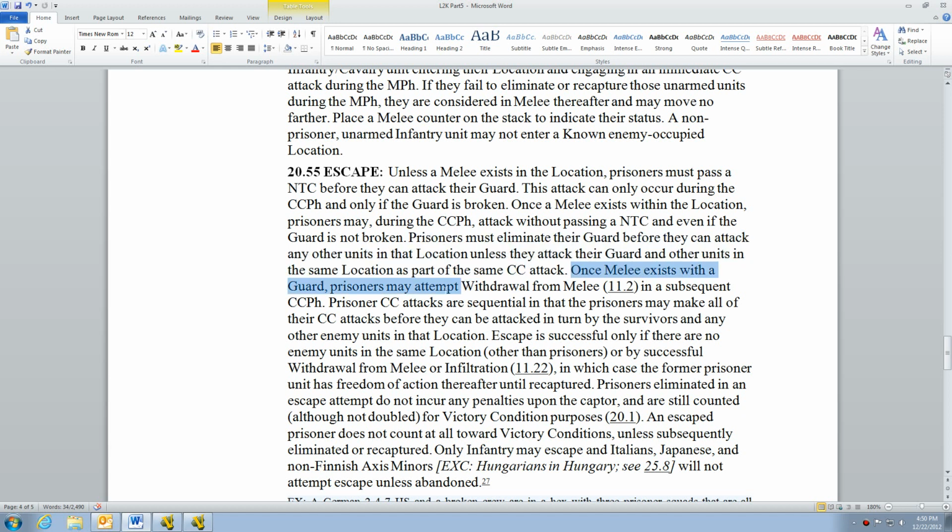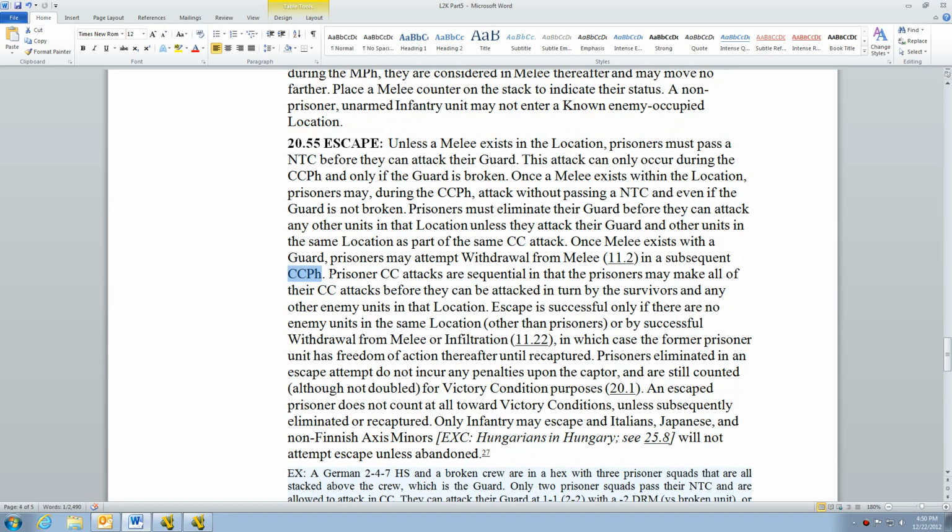Once a melee exists with the guard, prisoners may attempt withdrawal from melee in a subsequent close combat. So if you're in the process of close combating and the next close combat phase comes up, you can try to withdraw to get out of the close combat, basically try to run away.